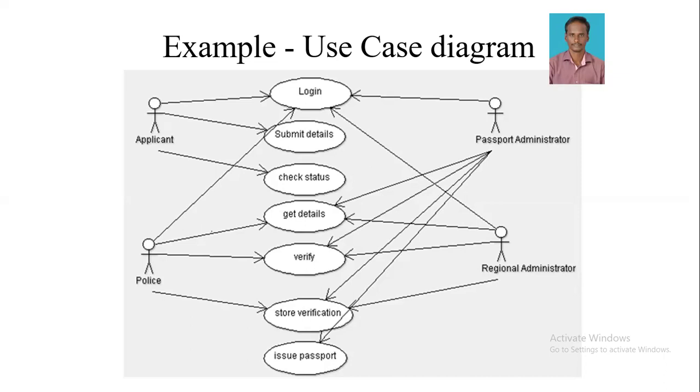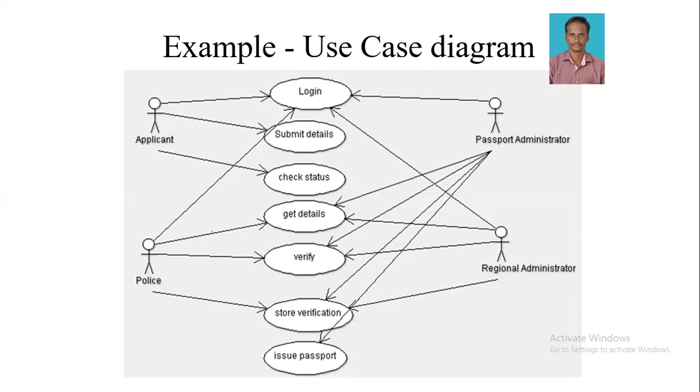Use cases are identified with the oval shape. The entire blue colored rectangle, it's not exactly blue, somewhat highlighted, right? That rectangular box is your system boundary. We have use cases called login, submit details, check status, get details, verify, store verification, and issue passport. These are the use cases we have under the passport verification system. We can give the system name as passport verification system.